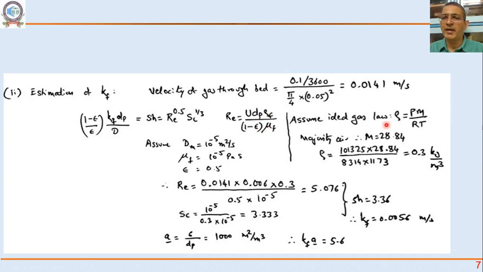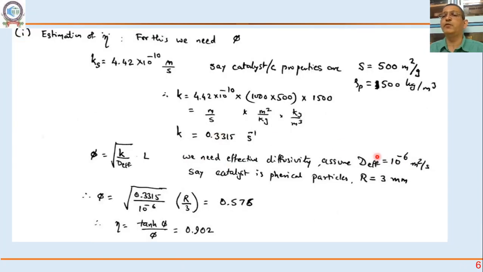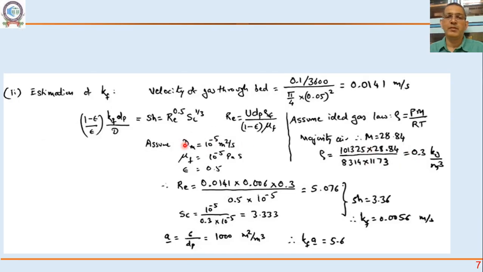If I assume the ideal gas law, rho would be P times molecular weight by RT, and because the majority of it is air, the molecular weight would be 28.84. So at 1 atmosphere and 1173 Kelvin, rho would be 0.3 kg per meter cube, rho of the fluid, air in this particular case. Let's assume that the molecular diffusivity in the bulk of the gas is 10 raised to minus 5. 10 raised to minus 6 is the effective diffusivity inside the catalyst or inside the carbon. This is the bulk diffusivity.